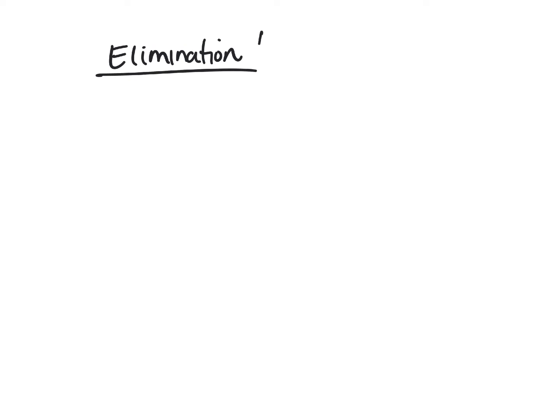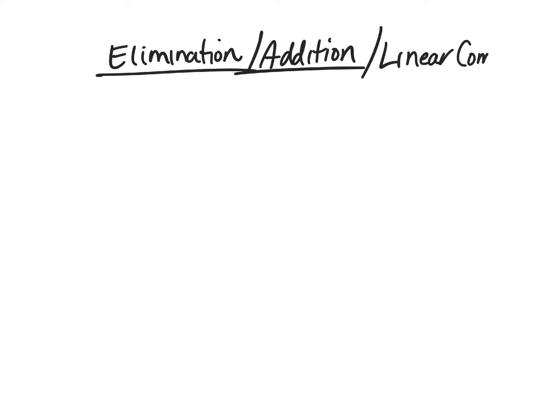The elimination method is also called the addition method because we're going to add the equations together, and your book calls it the linear combination method. You are combining linear equations by addition to eliminate a variable. That's why it has 3 names, because you're doing all those things. Okay?